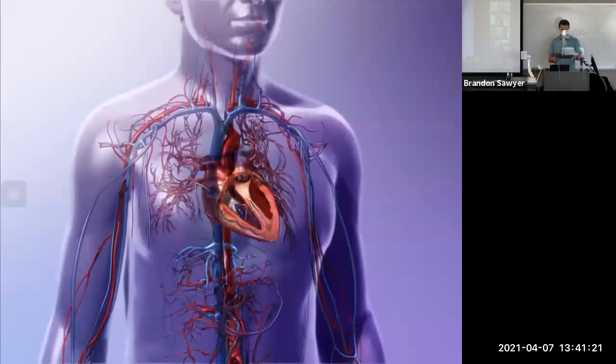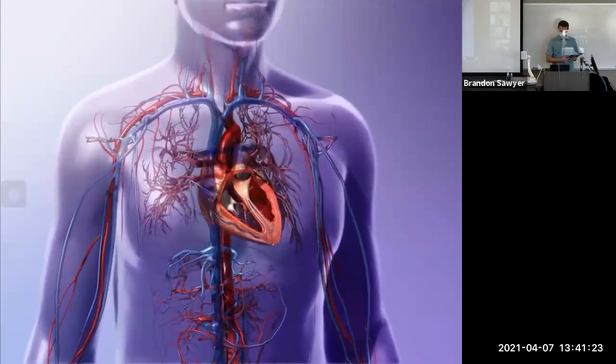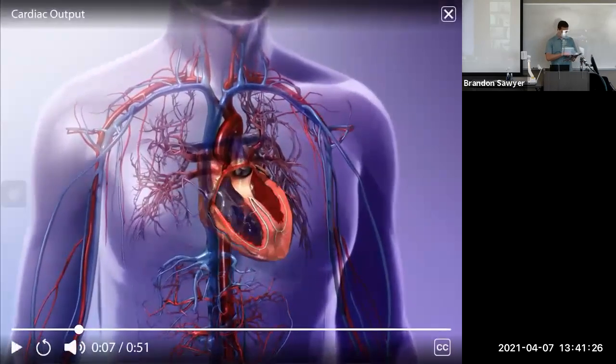With each contraction of the ventricles, blood is pumped out of the heart. Stroke volume is the amount of blood a ventricle pumps out in one contraction.